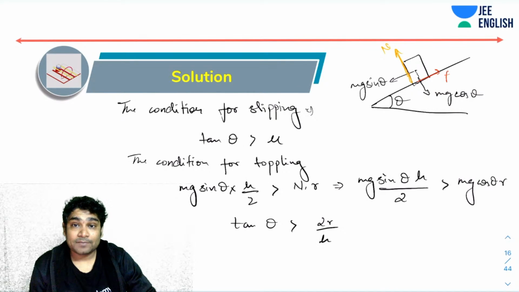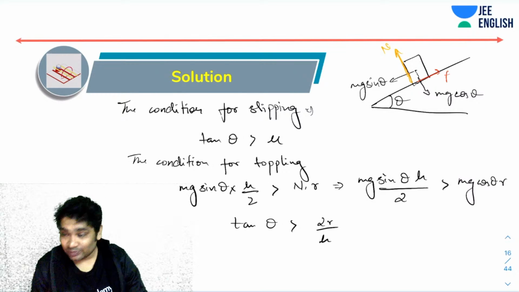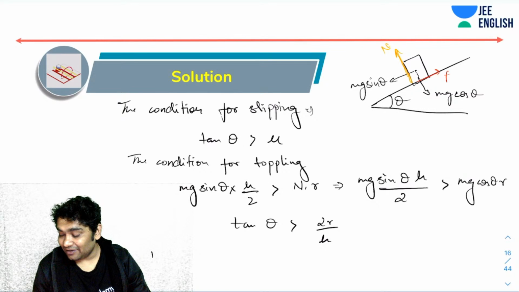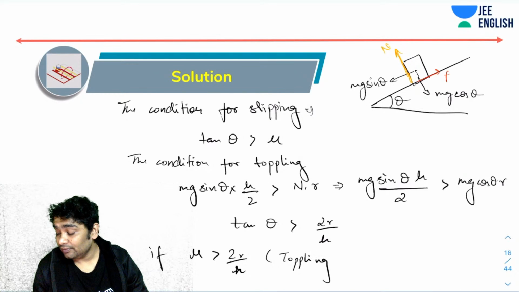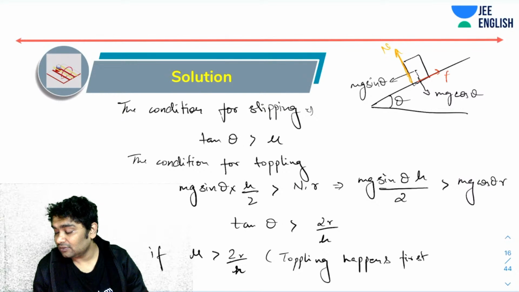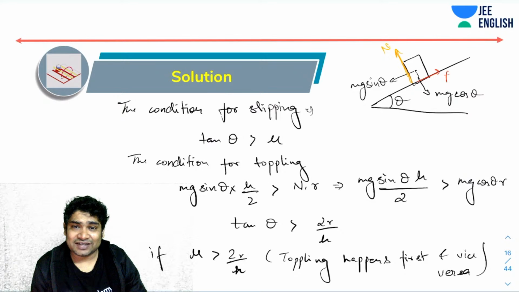So obviously, you will need to see which one is greater. So I can say if mu is greater than 2r over h, then what can I say? Toppling happens first, correct? And vice versa. Okay, I hope that is clear. That is very, very simple.